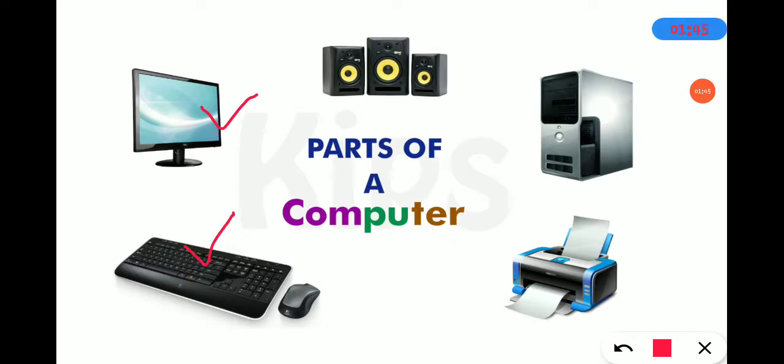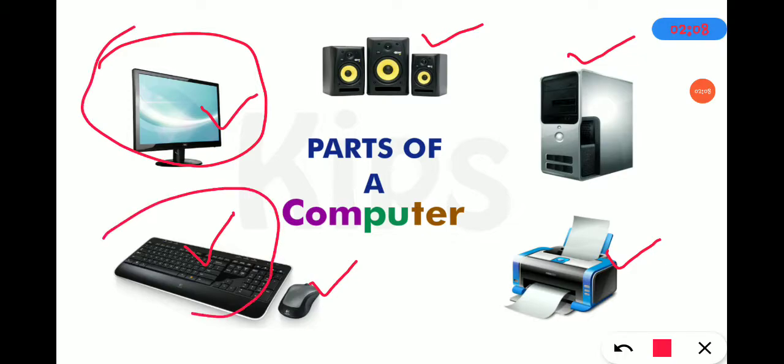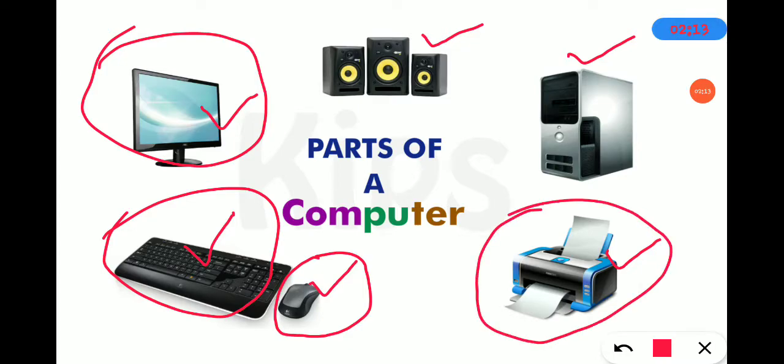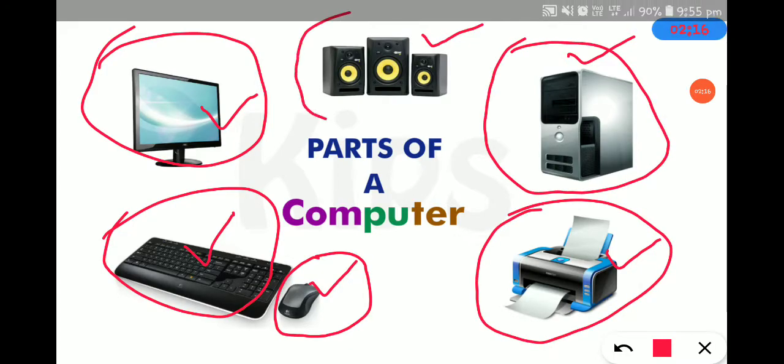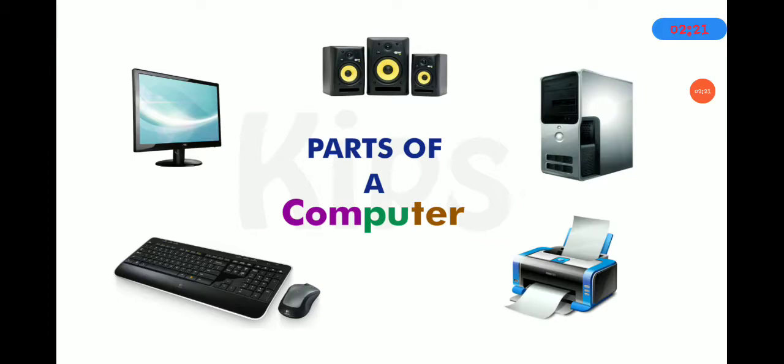Now this one is known as keyboard. We call it mouse. This is a printer. This one is a CPU, and this one is a speaker. Okay, repeat it. Monitor, keyboard, mouse, printer, CPU, and speaker.